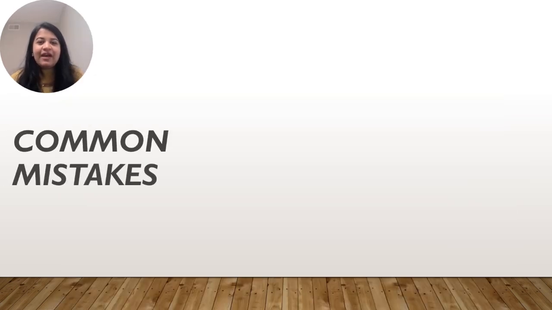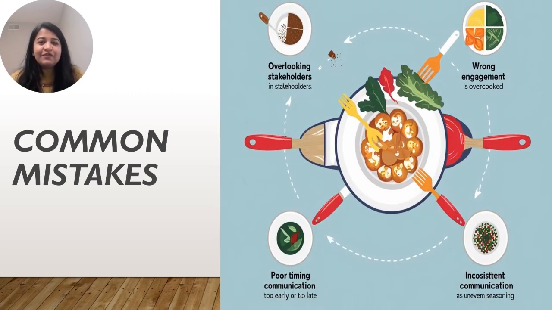Okay, so now let us look at some common mistakes that could happen while preparing an effective stakeholder management plan or cooking any effective dish. So the first thing that we have to understand is we are not missing any ingredient. That's where we are not overlooking any stakeholders that are a part of our project. The second thing is we will not overcook any ingredient based on the recipe that we have. That means we are not providing any wrong engagement to the stakeholders that are a part of our project.